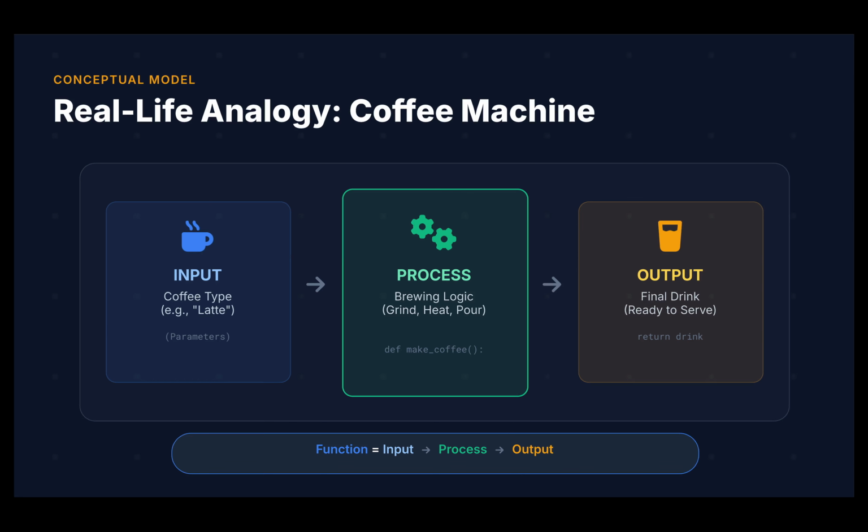Here is a real-life analogy, like a coffee machine. A function can be thought of as a machine that takes an input, performs a process, and produces an output. In the example, the coffee tap is the input, the brewing logic is the process, and the final drink is the output. This is like a simple mental model. A function is not just code, it is a system that transforms input into result.